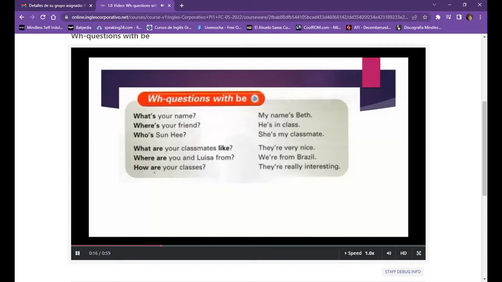WH questions with B. What's your name? My name's Beth. Where's your friend? He's in class. Whose son he? She's my classmate. What are your classmates like? They're very nice. Where are you and Louisa from? We're from Brazil. How are your classes? They're really interesting.